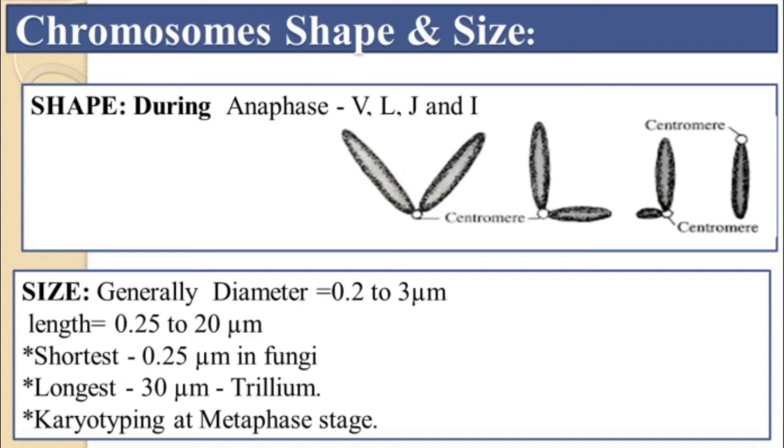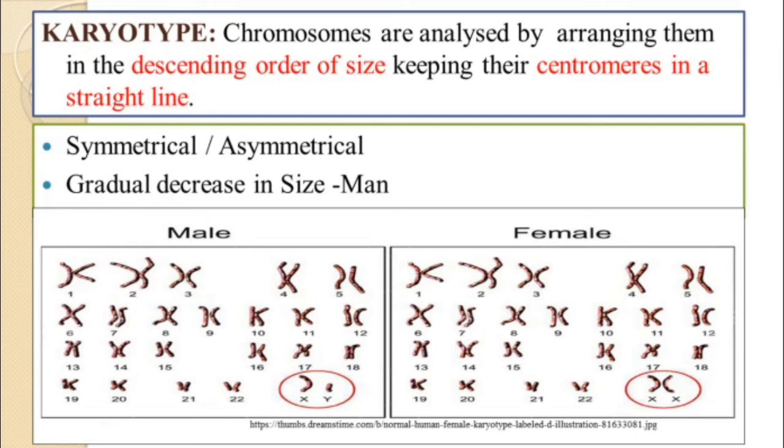Till now, the shortest chromosome was observed in fungi that measures about 0.25 micrometers, and the longest chromosome is observed in a plant species, Trillium, that measures about 30 micrometers. Generally, the size is observed during metaphase of division phase, and the technique used for measuring the size is called karyotyping.